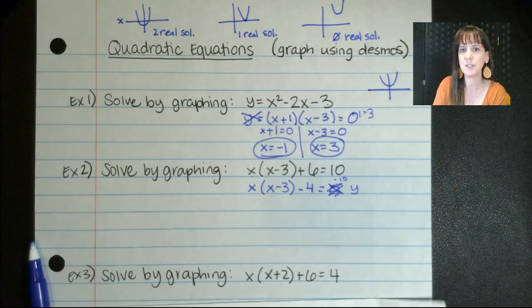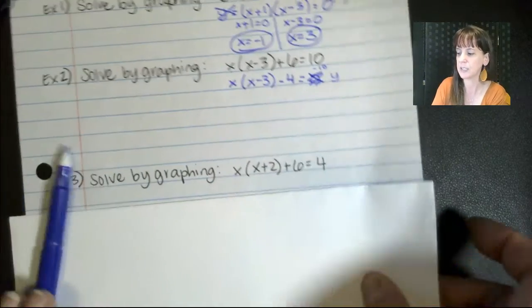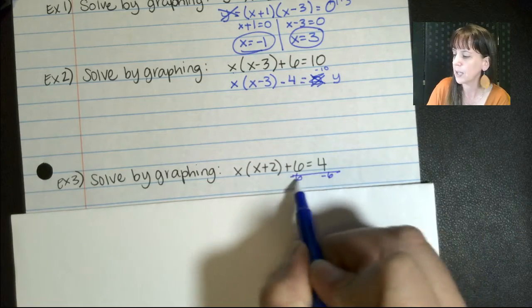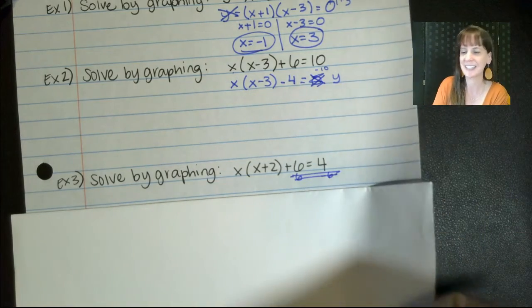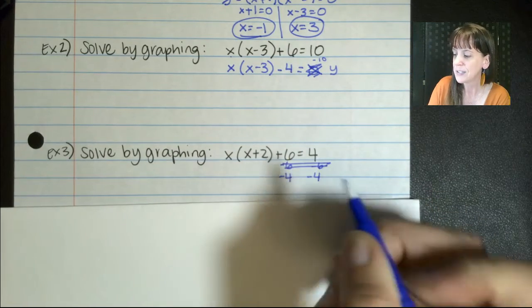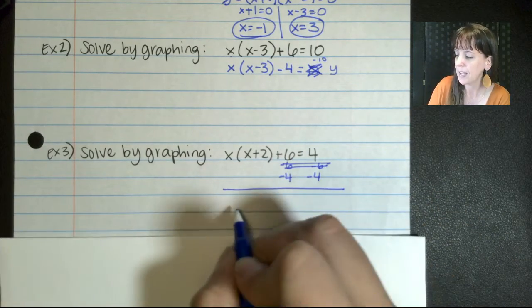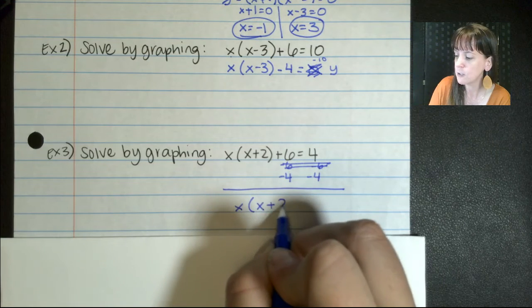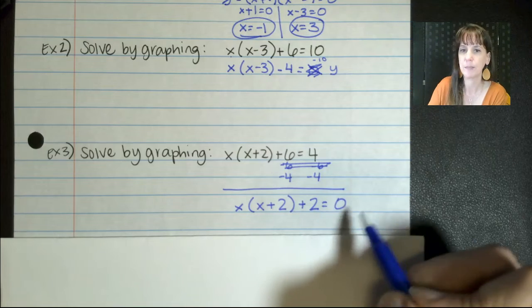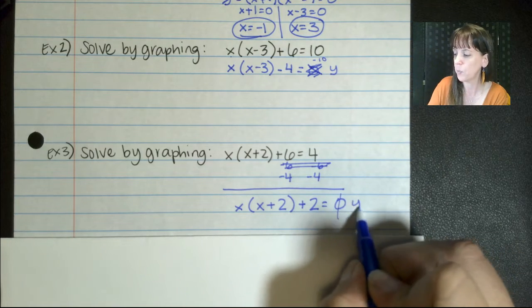All right, let's solve this one by graphing. Again, we need to set it equal to 0. So I'm going to subtract 6 from both sides. I set it equal to 0, and then I did exactly the opposite. I'm going to subtract 4 from both sides. So that gives me quantity x plus 2 plus 2 equals 0. And I'm just going to replace that 0 with a y.